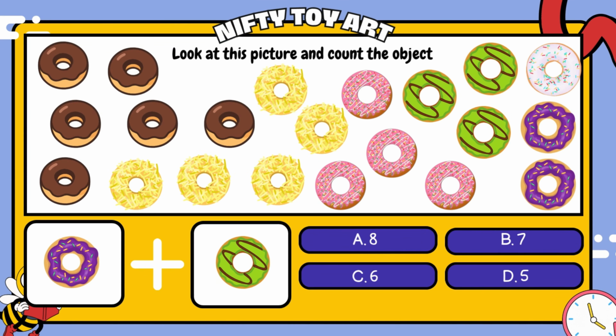I want to take all the blueberry donut plus the green tea donut. So, what is the total number of donuts? That's right, 5 donuts.